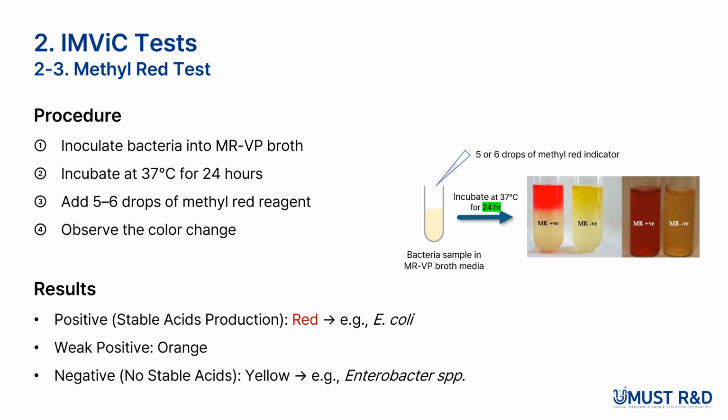A negative result is indicated by a yellow color, meaning the bacteria did not produce stable acid. An example of an MR-negative organism is Enterobacter spp.